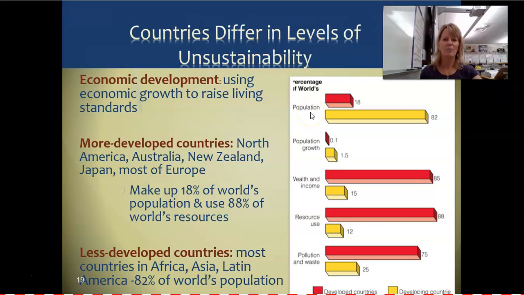And so if you look at population, rich has 18% of the population, whereas the poor country is 82%. Population growth, you can see that's happening way more in the poor countries. Difference in wealth and income, I think, is pretty an obvious one. Resource use, rich countries are using 88% of all the world's resources, and yet only taking up 18% of the entire population. And then pollution and waste, we are producing 75% of all the world's pollution compared to 25% with the poorer countries. So I just want you to grab 2 of those differences that surprise you the most.